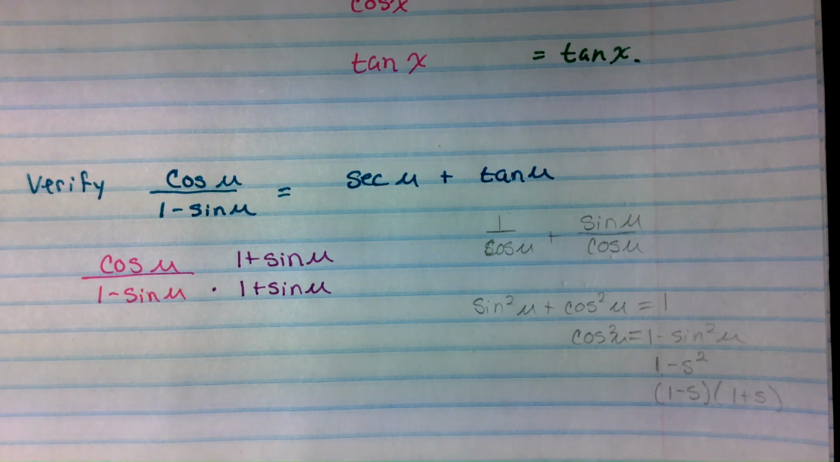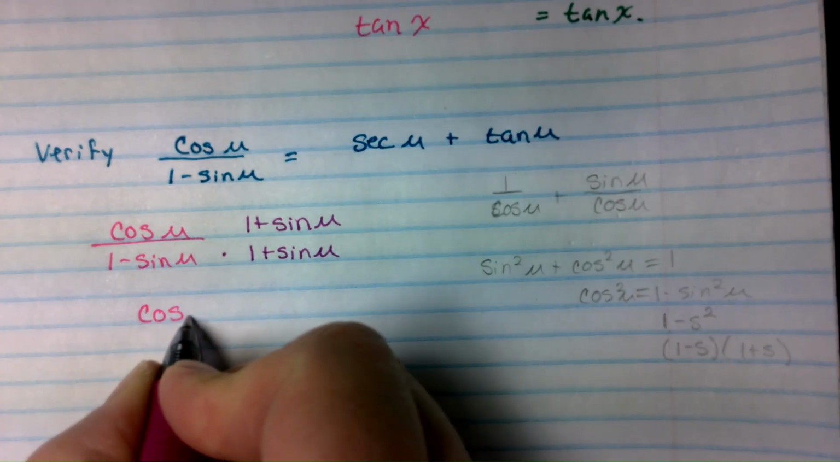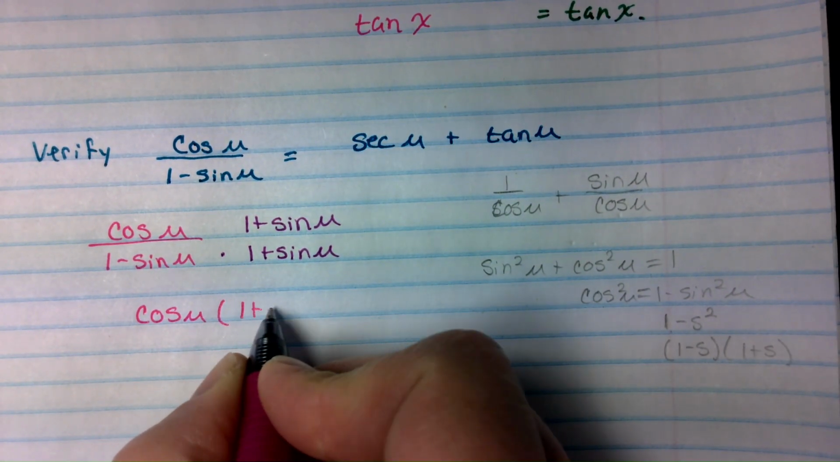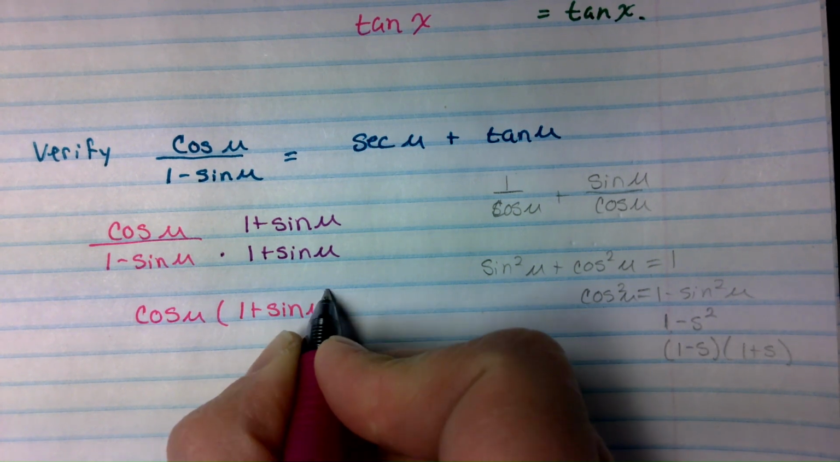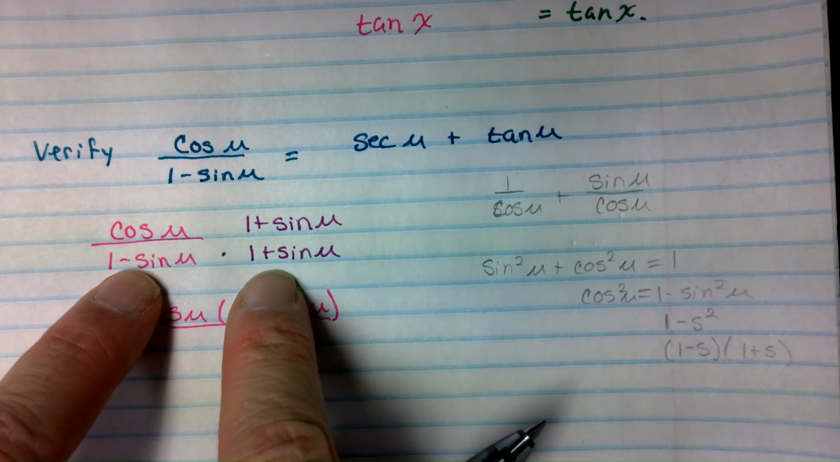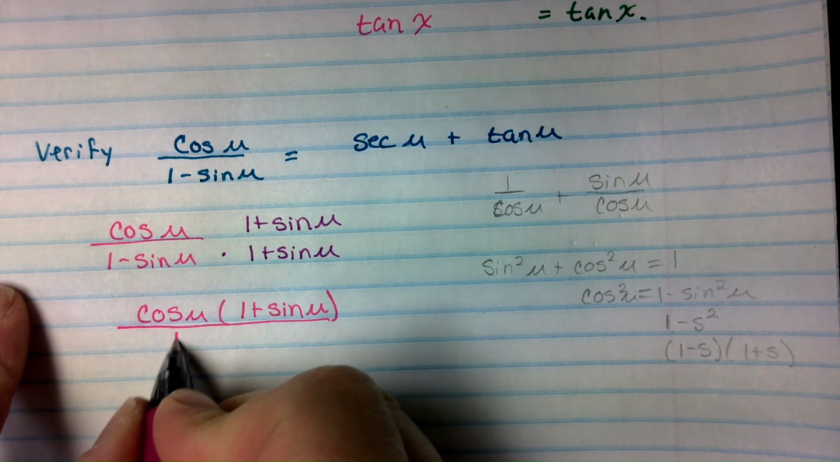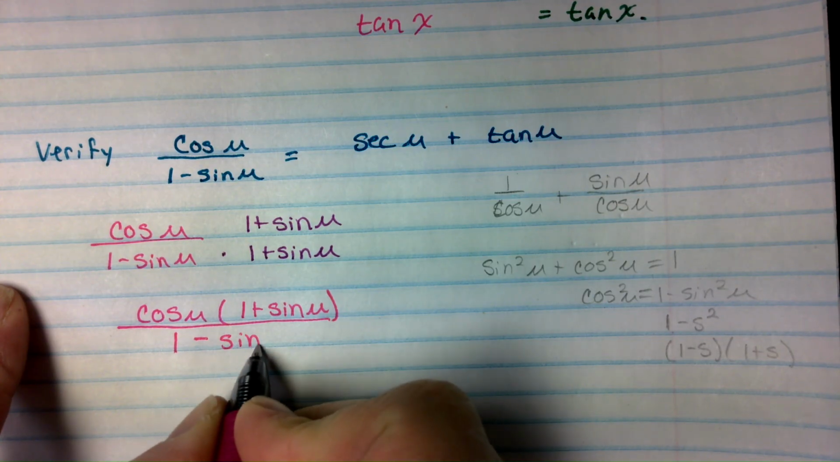And I'm actually going to leave the numerator in factored form. I'm not going to go ahead and distribute that. And sometimes it's helpful to leave it in factored form. Sometimes it's helpful to distribute it out. I'm only going to distribute out the denominator. So it'll give us cosine mu multiplied by 1 plus sine of mu. And as we talked about, this is going to become a difference of two squares. So the product will be 1 minus sine squared.